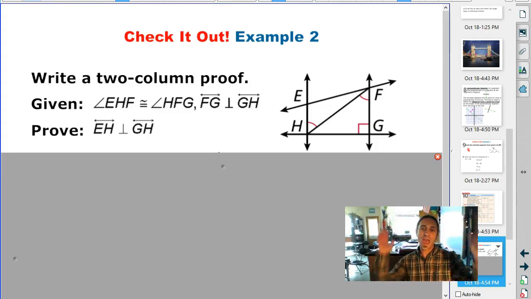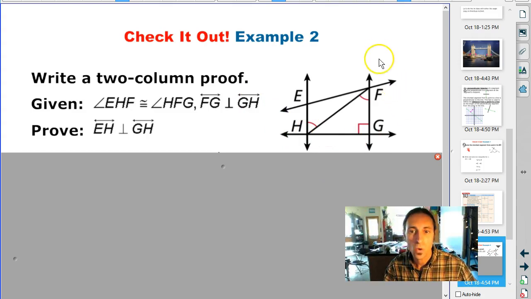So here, oh yeah, back to proofs. Write a two-column proof. Given that angles EHF and HFG are congruent, and that FG and GH are perpendicular. All right, so what they want you to do is prove that EH and GH are perpendicular. Well, wait a minute. If I knew that these two lines were parallel, that would make life a lot easier, because if this one's perpendicular to that, then it's got to be perpendicular to that.